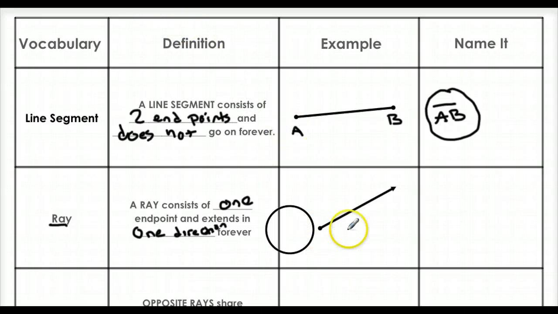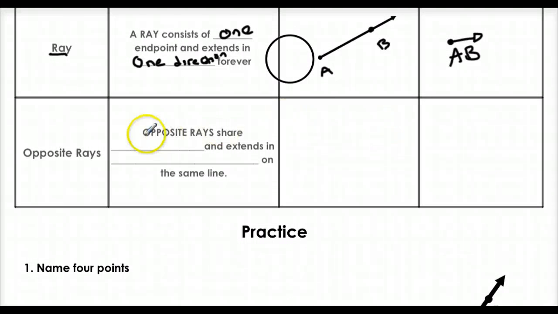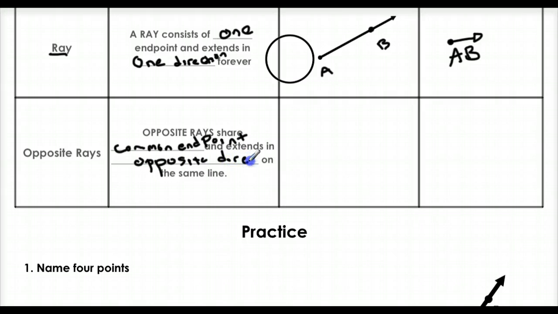Once again, we name it like this. We got A and B. But this one has an endpoint, and then we draw the line because it goes in 1 direction forever and ever and ever. All right, opposite rays share a common endpoint, okay? They have the same endpoint, and they extend in opposite directions on the same line.